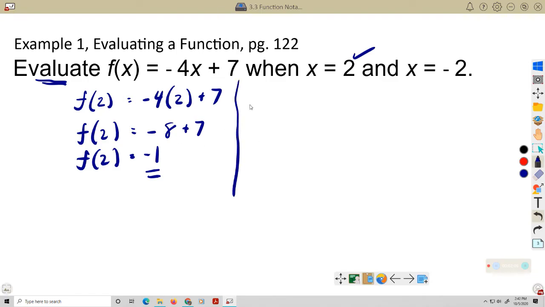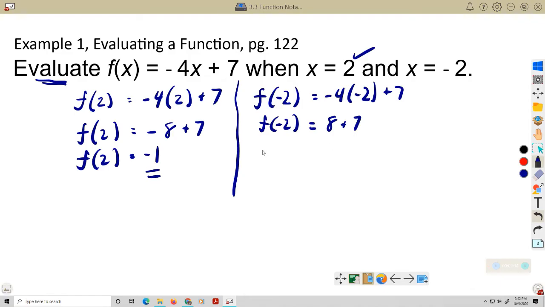And then we'll do f of negative 2. F of negative 2 equals negative 4 times negative 2 plus 7. See, I'm just substituting here and here because I need to know what my input is, because at the end, look, at the end, there's no x over here. The input's only shown over here. So f of negative 2 then, negative 4 times negative 2 is 8. And 8 plus 7 is 15. So f of negative 2 equals 15. And there's my two evaluations there.